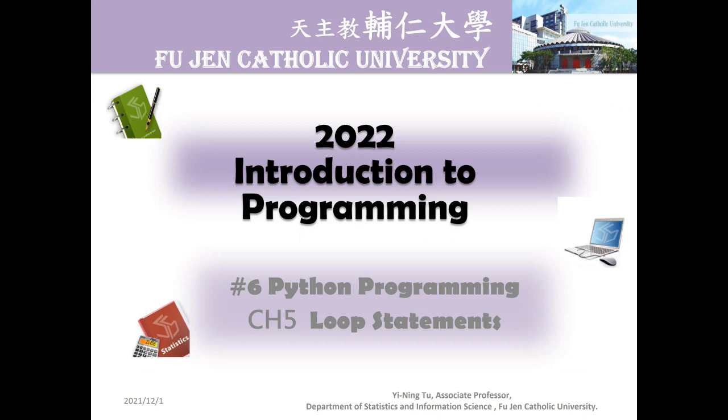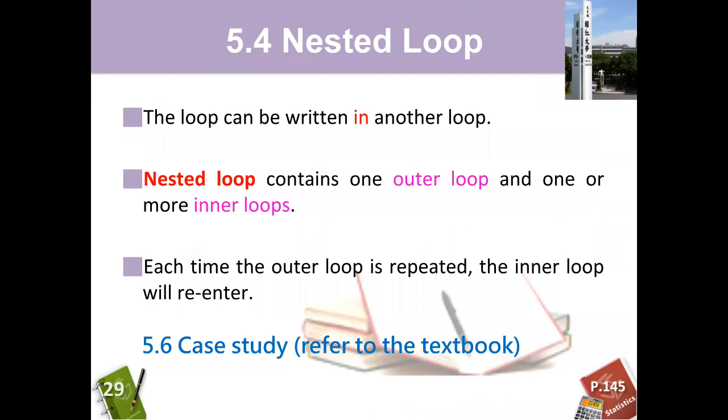So what's that? Last week we talked about the loop, right? Only one loop. But today we'll talk about the nested loop, which we call 嵌套循环 in Chinese. So what is a nested loop? A loop can be written inside another loop. So the loop will contain a loop, right?